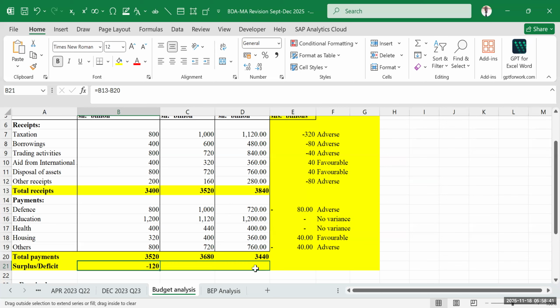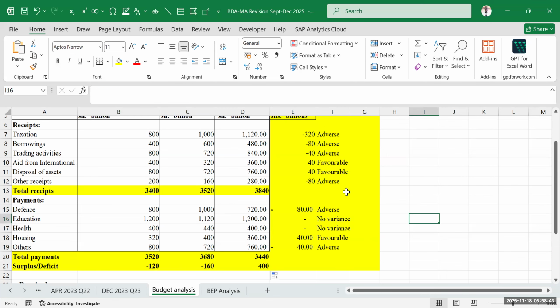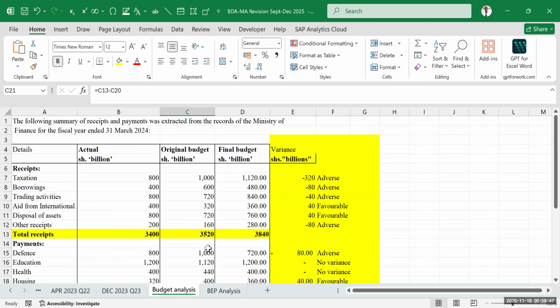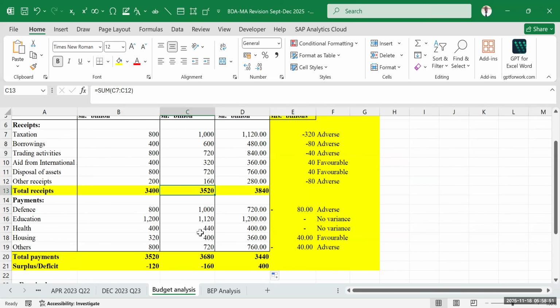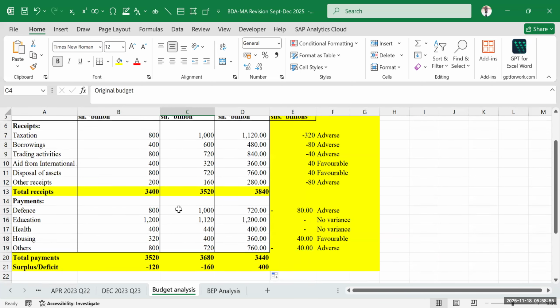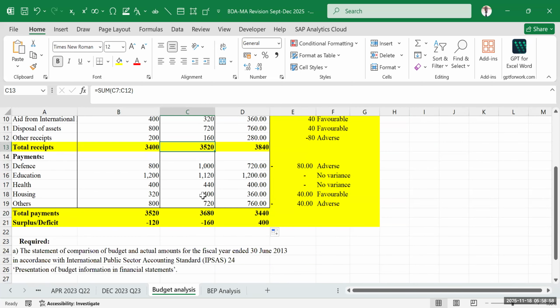We run the same formula across, and you realize the first two are negative, meaning in the original budget, the receipts, if you compare with payments, do you know what I wonder? This is an original budget. You already plan to even spend more than what you are receiving. Are these people serious?